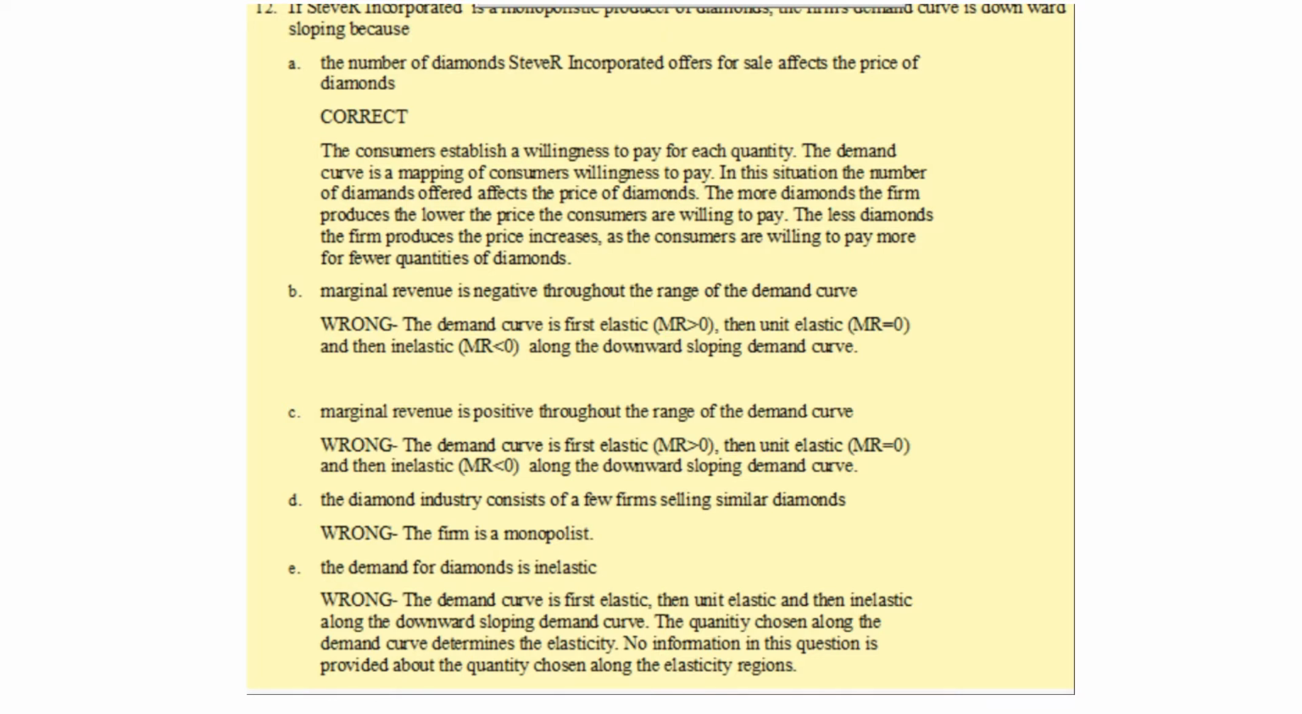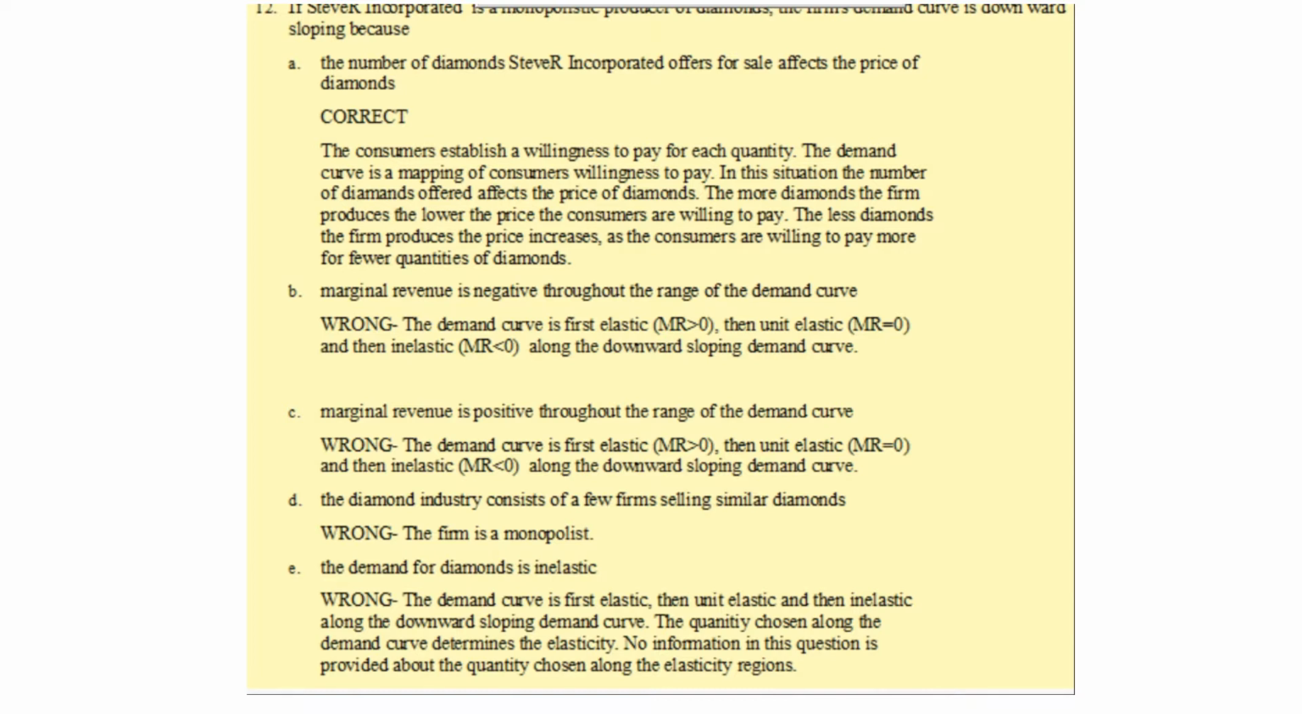C. Marginal revenue is positive throughout the range of the demand curve. This is wrong. The demand curve is first elastic. Marginal revenue is greater than zero. Then unit elastic. This is where marginal revenue is equal to zero. And then inelastic, where marginal revenue is smaller than zero along the downward sloping demand curve.